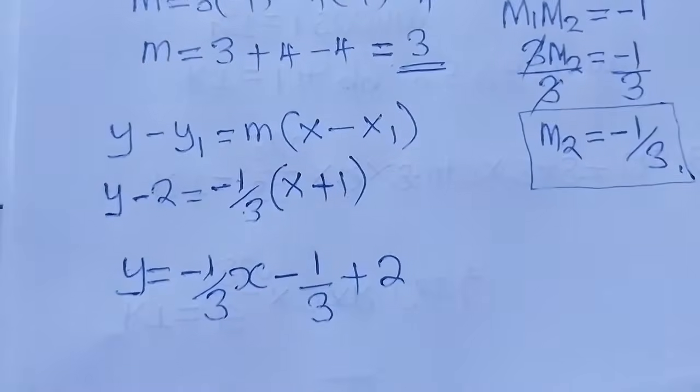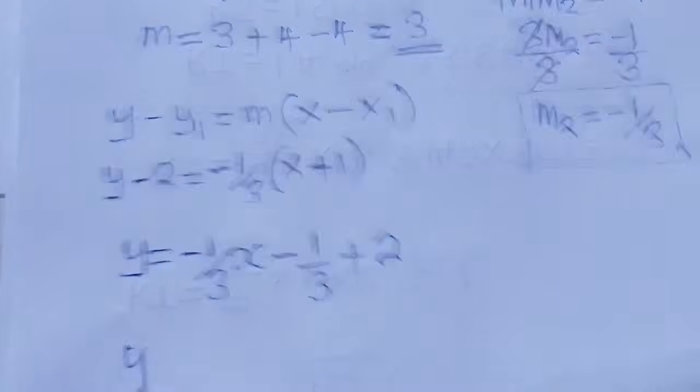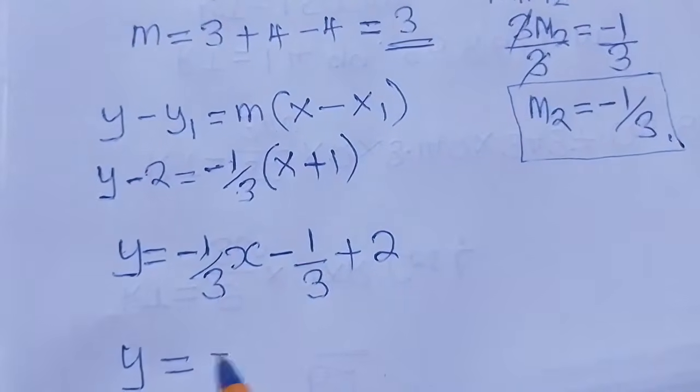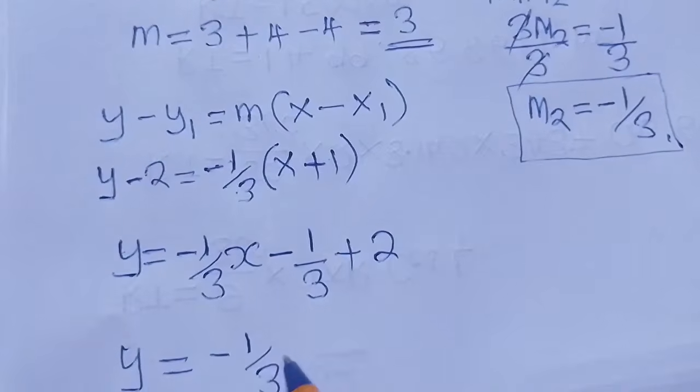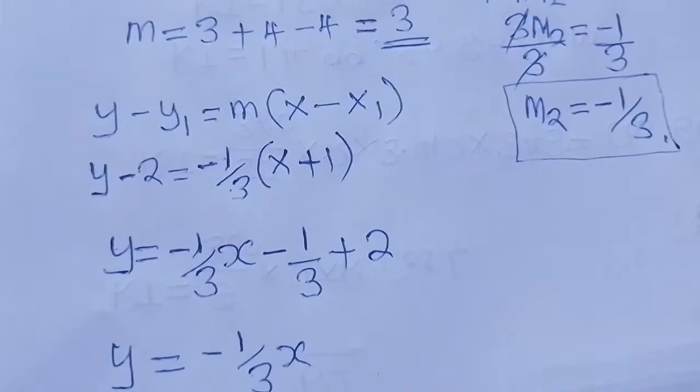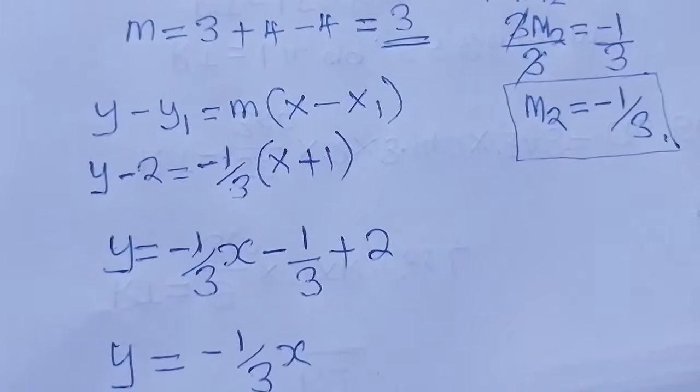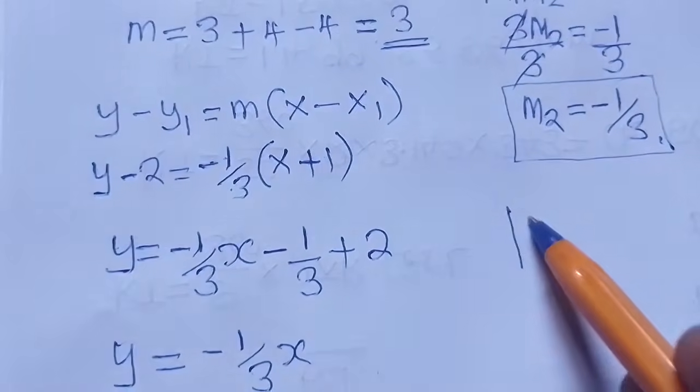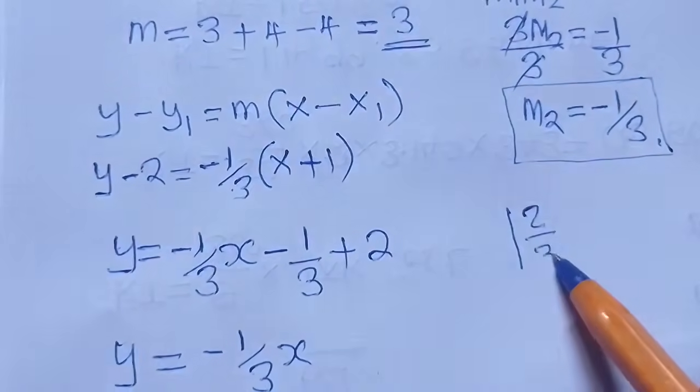This is what I'm going to do. Then I say finally y is equal to -1 over 3x, then -1 over 3 plus 2. What answer am I getting? So if you punch this on your calculator, you are getting 1, 2 over 3.